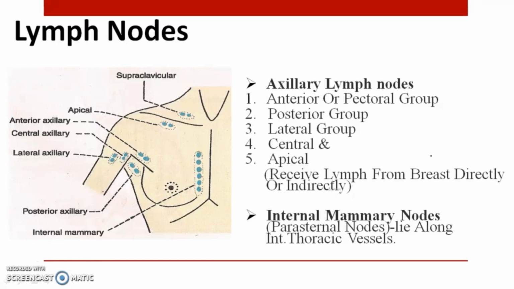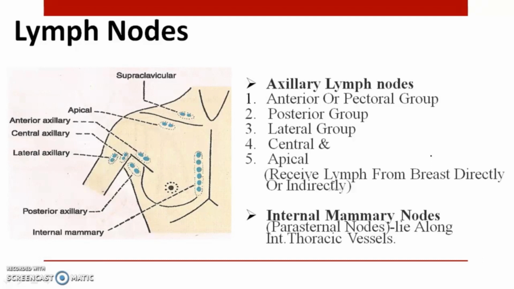Another important group of lymph nodes which we saw before is the internal mammary nodes, that is nothing but parasternal nodes, which are present lateral to, or at the lateral border of, the sternum. So this is again present corresponding to the internal thoracic vessels. These are things you have to remember for lymph nodes.